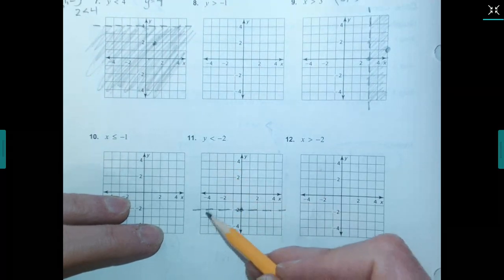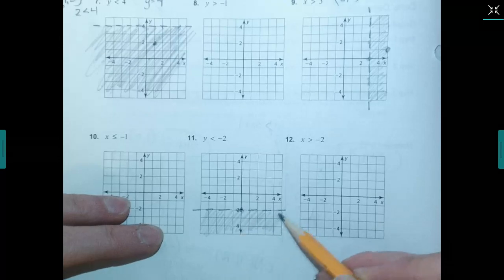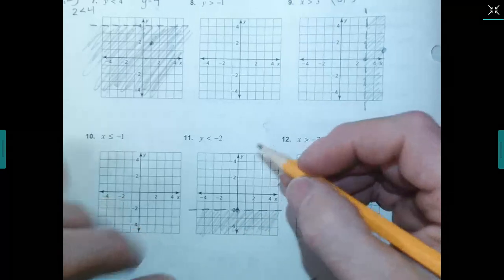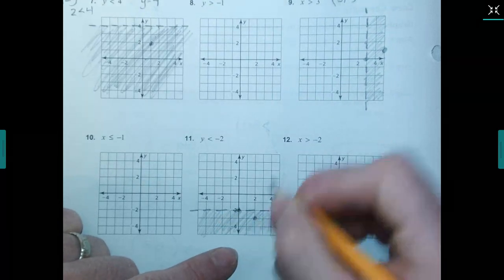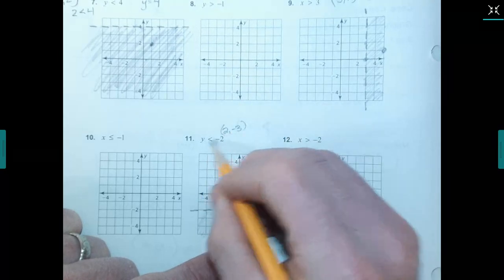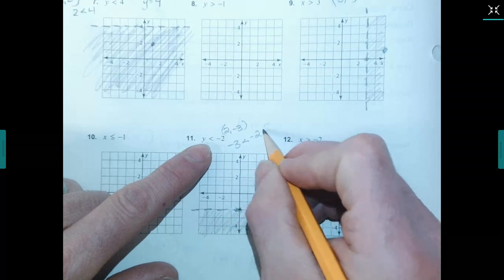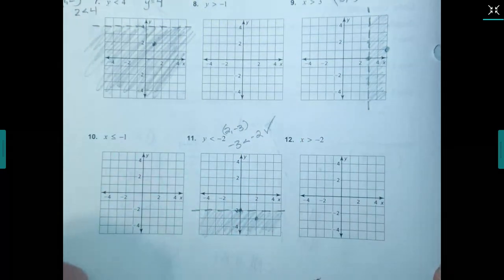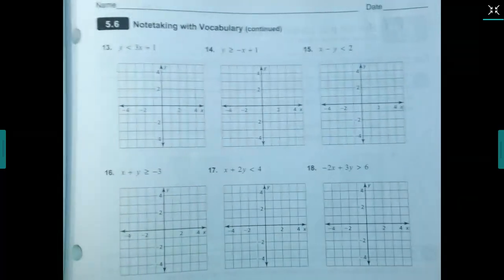This is probably the less than category, because it's less than. And then please check and answer. Let's do 2, negative 3. So let's check 2, negative 3. Well, my y value, negative 3, is less than negative 2. That checks out. Give the video a pause. Give number 12 a try, and get into number 13.